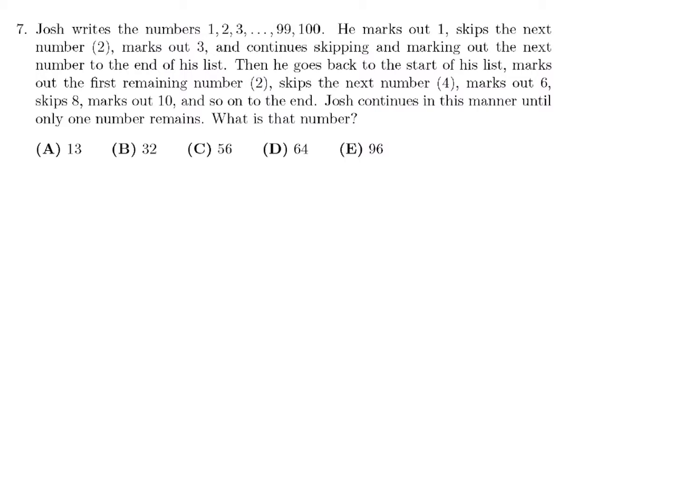What is that number? Well, let's see. Hopefully it won't take us too long. So I'm just going to write out a few, right? So what they're doing is he marks out, so crosses out. I don't know why they wrote marks. It makes me confused. He crosses out 1. Then he leaves the 2, he crosses out the 3. Leaves the 4, crosses out the 5. So like that. So it looks like initially he's just crossing out all the odd numbers.